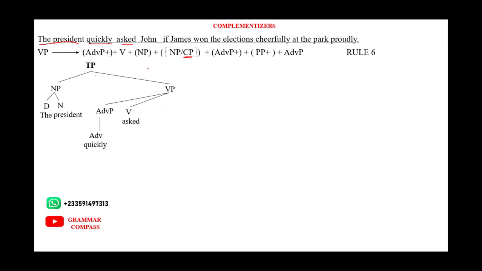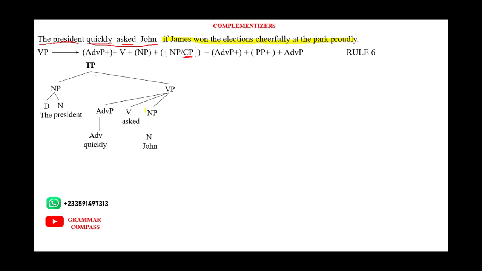Now let us move on. John is a noun phrase after "asked." Therefore, this verb phrase consists of the noun phrase, and the noun phrase consists of a noun, that is John. Now we are done up to this point. Quickly asked John. Now carefully examine the rest of the structure. You can see that from here we have a complementizer phrase. Therefore, if James won the elections cheerfully at the park proudly becomes our complementizer phrase.